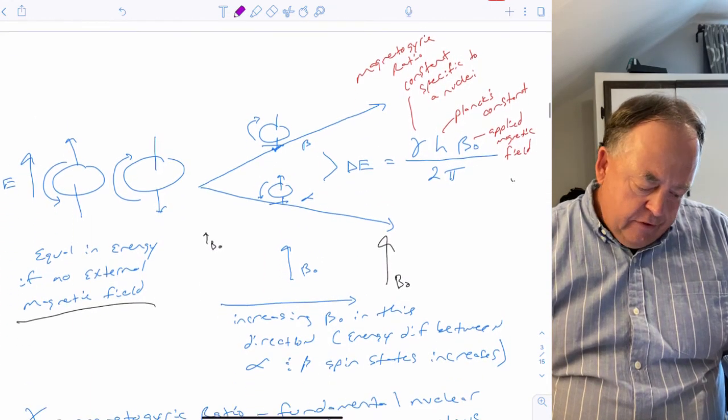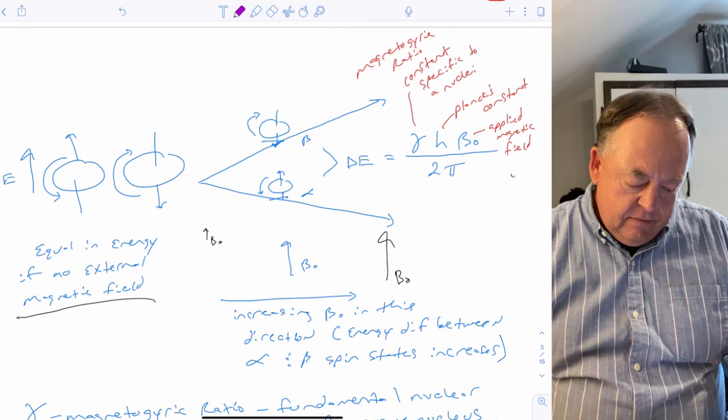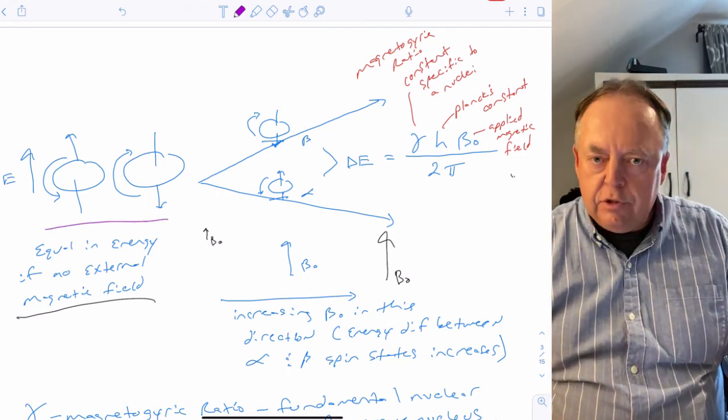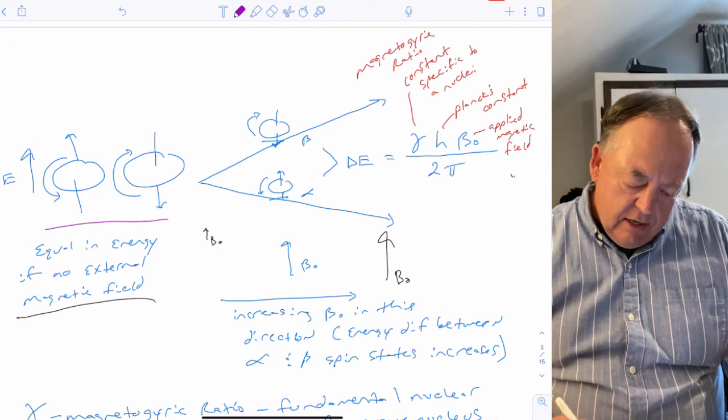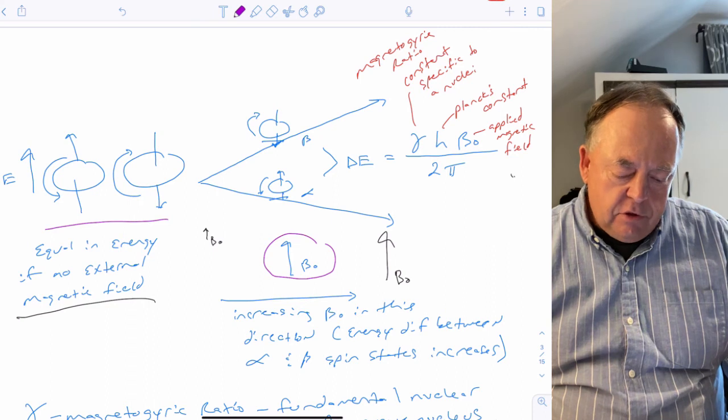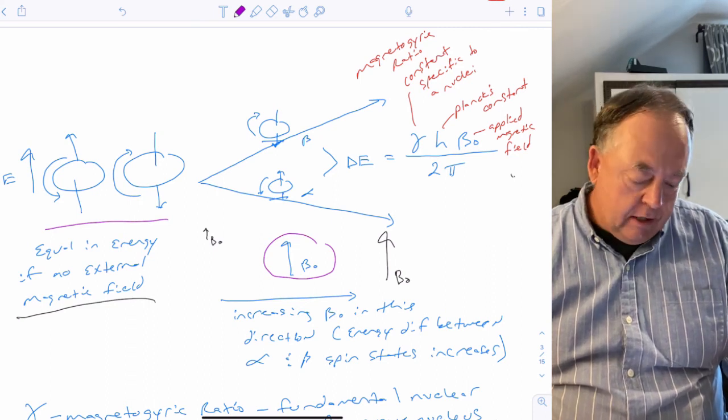Okay, so we've used this diagram before to illustrate the nuclear spin states. In the absence of an external magnetic field, those nuclear spin states are equal in energy. But when you put the proton in the presence of an external magnetic field, then those 2 nuclear spin states are no longer equal in energy, right?